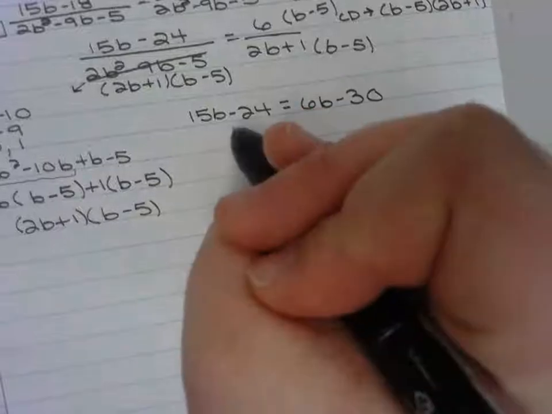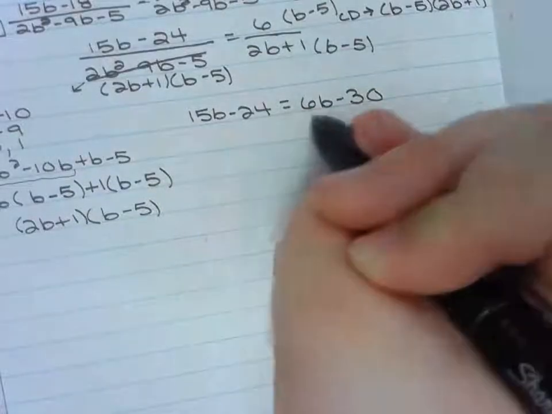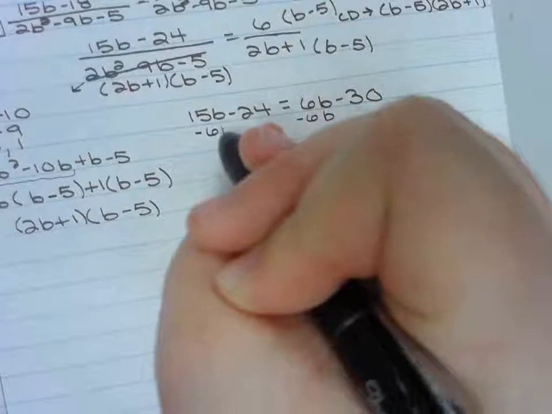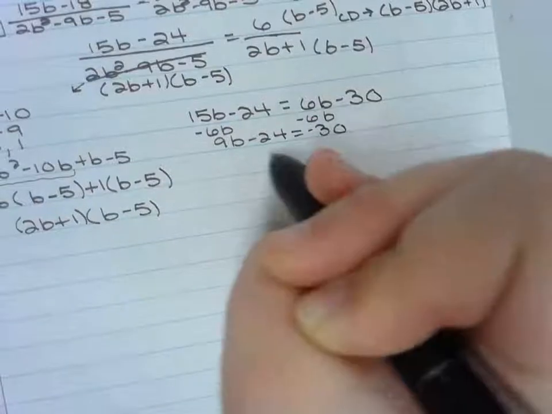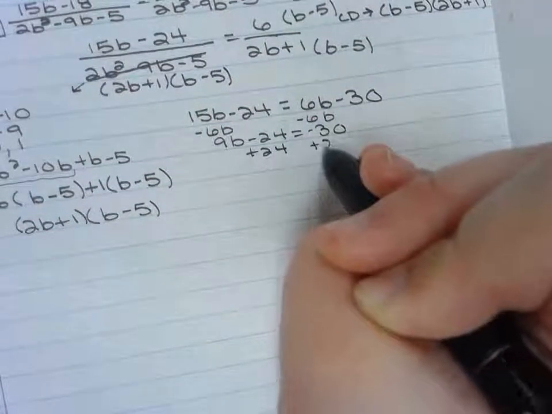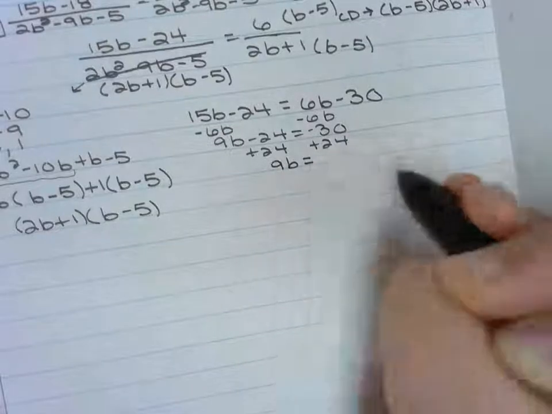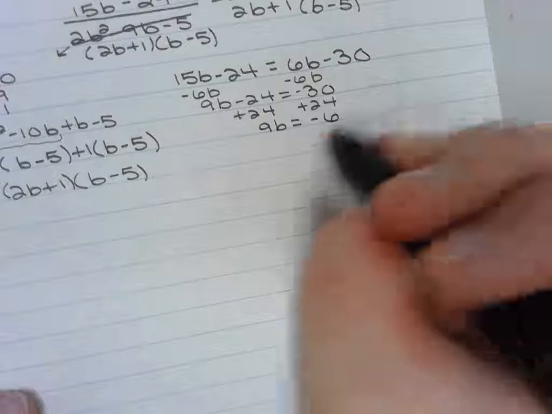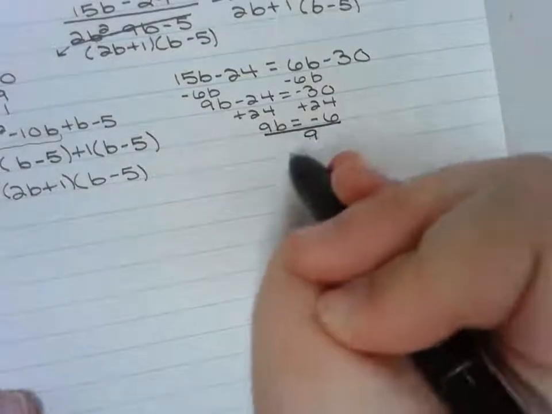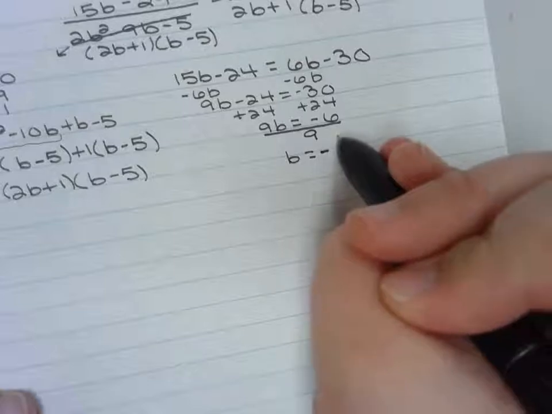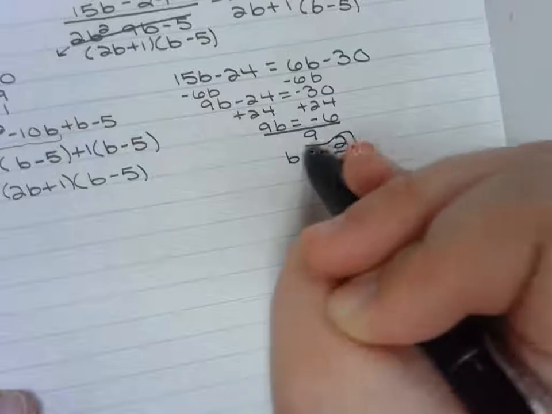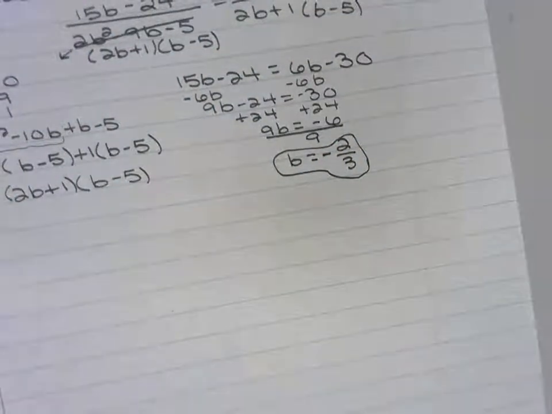What do I do first to solve this equation? Minus 6b. Okay, you can do that. So 9b minus 24 equals negative 30. Plus 24. 9b equals negative 6. Divide by 9. So b equals negative 6 over 9, which reduces to negative 2 over 3. So if you get a fraction, just reduce the fraction. Okay, so hopefully this helps.